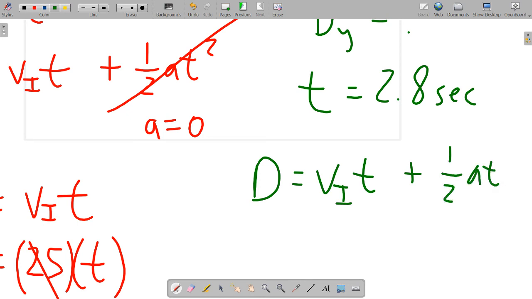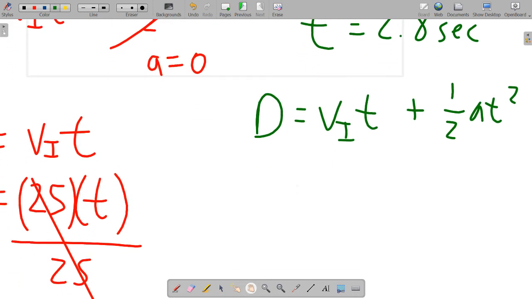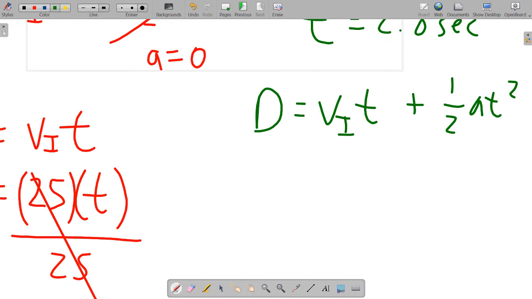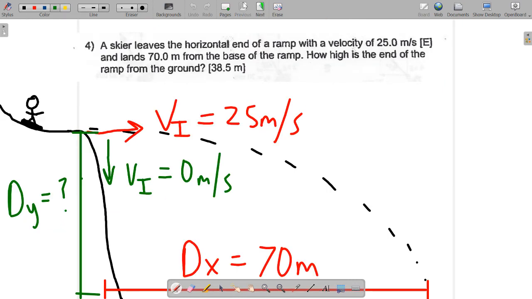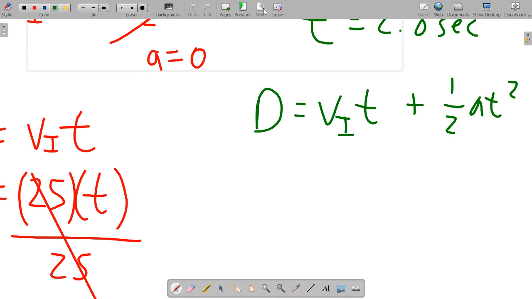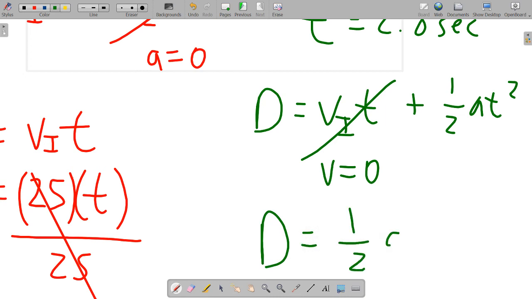1/2 at squared. Okay. Now the question is, what is the initial velocity in the y direction? Remember, we just said it, that the moment the skier left the ramp, for that brief moment in time, its initial velocity was 0. So let's plug in 0 into this equation. When you plug in an initial velocity of 0, remember 0 times some number is just 0, so that part of the equation goes away. And so our displacement equation for the y direction just reduces to this, 1/2 at squared.